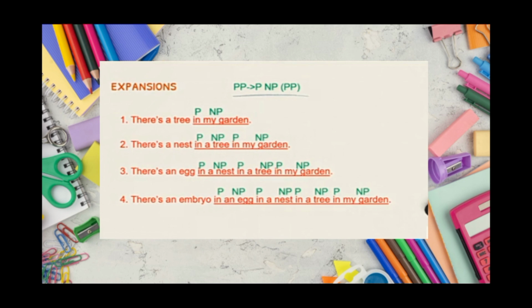Number 4, there's an embryo in an egg and a nest in a tree in my garden. So, in prepositional phrase, an egg, noun phrase, and prepositional phrase, a nest, noun phrase, and prepositional phrase, a tree, noun phrase, and in prepositional phrase, my garden is noun phrase.